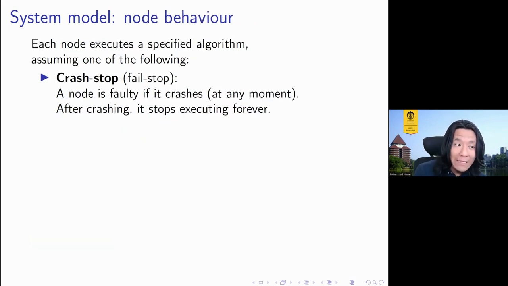Okay, the second one is node behavior. A node can be treacherous. So there are three node behavior models. The first one is crash-stop. The node is faulty if it crashes. After the crash, it stops. So basically, if one node crashes, it stops. This is called the crash-stop node behavior model.